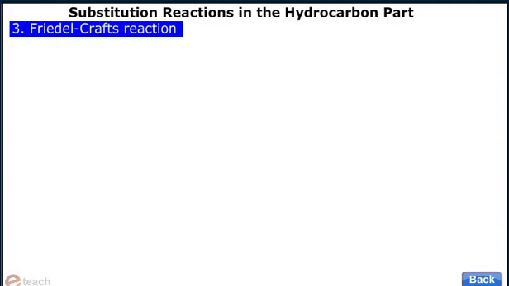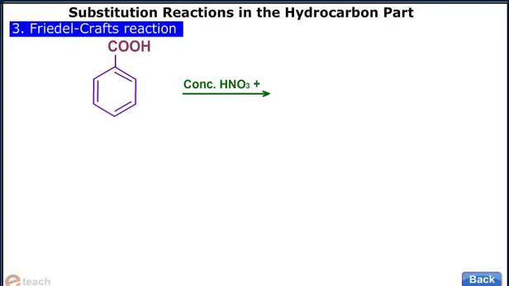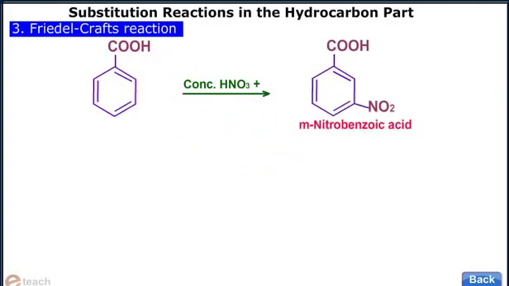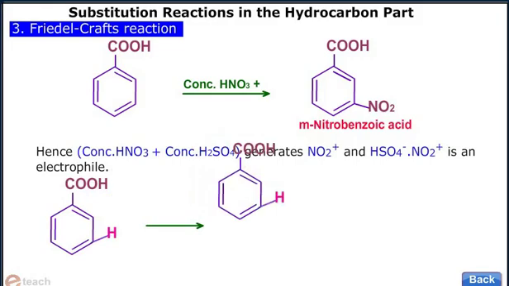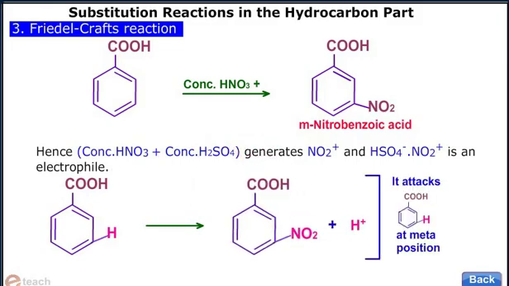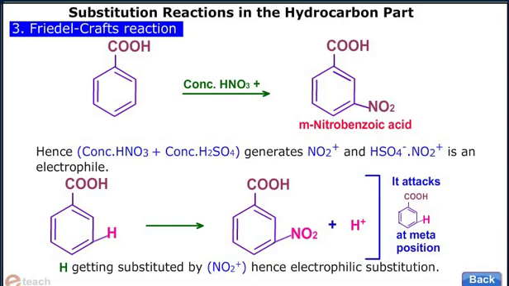The third one is the nitration reaction. Consider the reaction C6H5COOH in presence of concentrated HNO3 gives C6H4COOH and NO2 at meta position, which is known as meta-nitrobenzoic acid. Hence, concentrated HNO3 plus concentrated H2SO4 generates NO2 plus and HSO4 minus, where NO2 plus is an electrophile, and H getting substituted by NO2 plus, hence it is electrophilic substitution reaction.